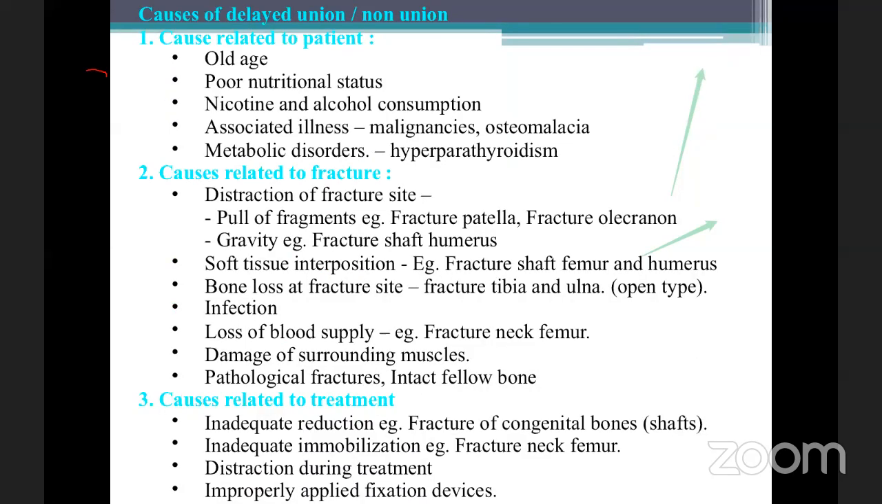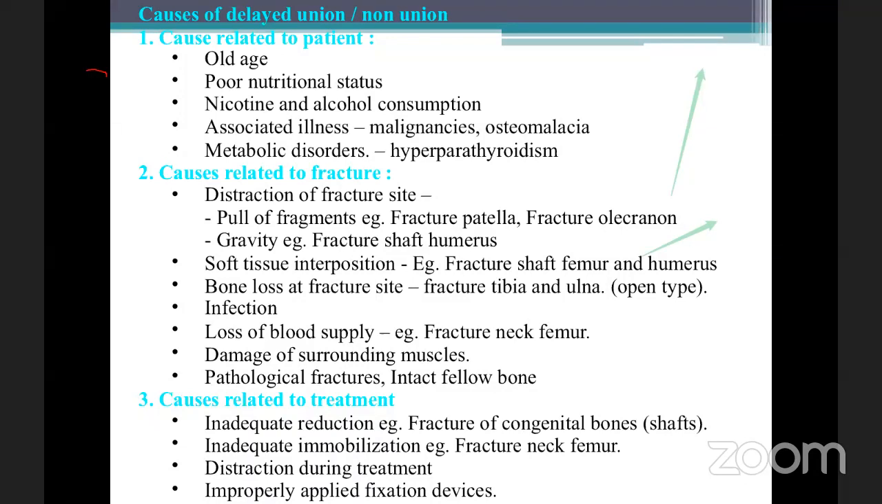So what are the causes of delayed or non-union? There can be causes related to the patient, causes related to the fracture, and causes related to the treatment. What are the causes related to the patient? Extremes of age, either old age or very young age, poor nutrition, nicotine or alcohol consumption, associated illness, malignancy, osteomalacia, metabolic disorders, hyperparathyroidism.